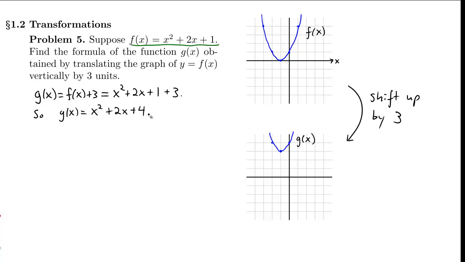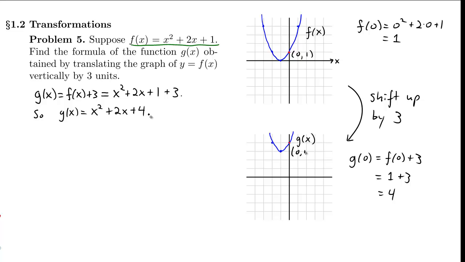To see that this formula is correct, let's compare g of 0 and f of 0. F of 0 is 0 squared plus 2 times 0 plus 1. That's 1. While g of 0 is f of 0 plus 3, so it's 1 plus 3, or 4. So the point above 0 on g is 3 units above the same point on f.